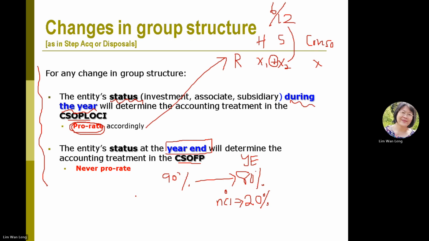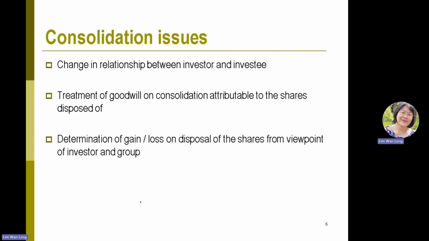Dispose 20% shareholding, dispose 20% of the shareholding. And did I mention that in the last class? Yes. Okay, so you should be well aware of that, because once you get that wrong, all your computation will be haywire.